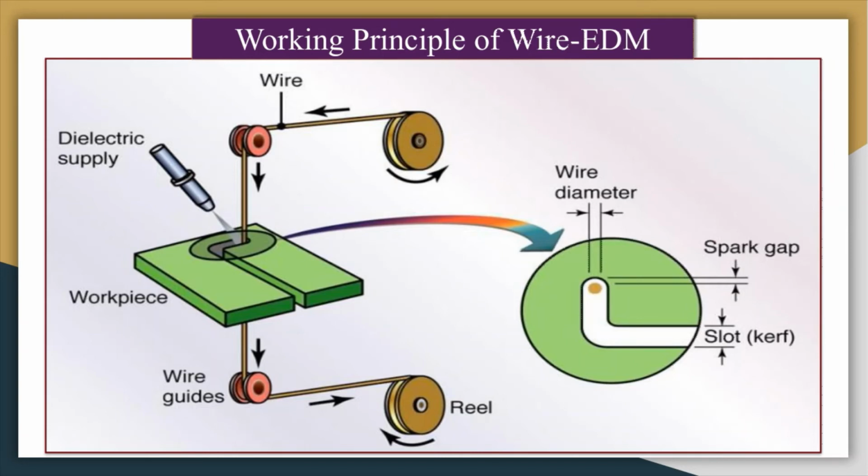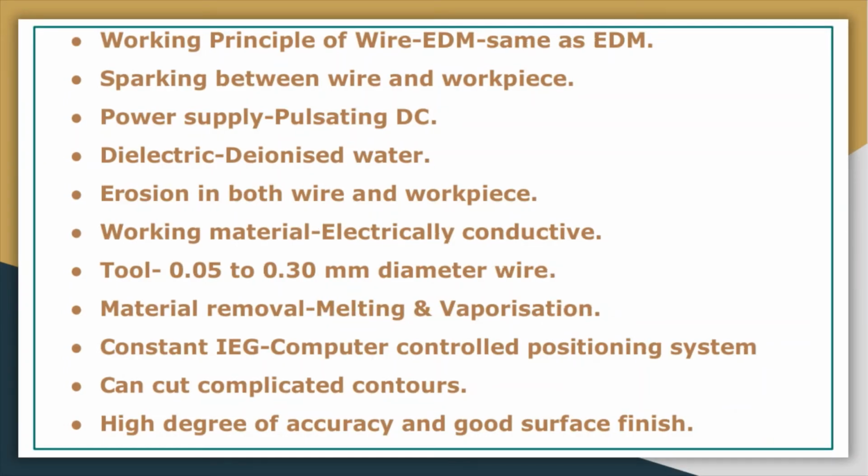So the main difference is that here deionized water is used, and also a nozzle is there. Here I have shown one nozzle in that schematic figure. Through that nozzle you have to pass the dielectric fluid, that is deionized water, flowing in between the wire and the workpiece surface. It is also a very good idea to flow the dielectric fluid along the axis of the wire, so it will effectively flush away the debris particles.